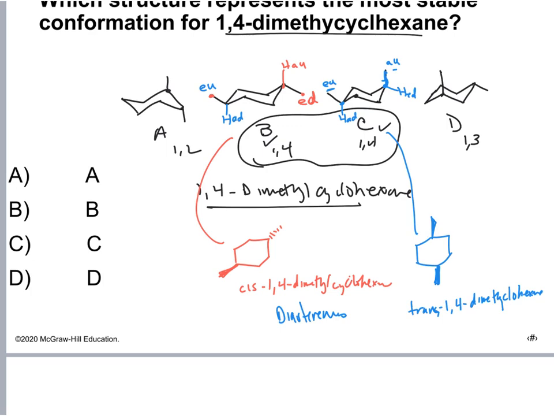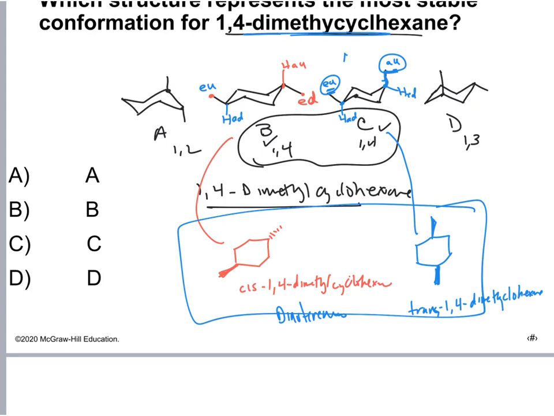You can't tell by looking at these which one's going to be more stable. You have to draw the chair. And so you see that this is an up and this is an up, and this one is one equatorial and one axial. This one is two equatorial. So two equatorial is going to be more stable, lower energy, than one equatorial and one axial.